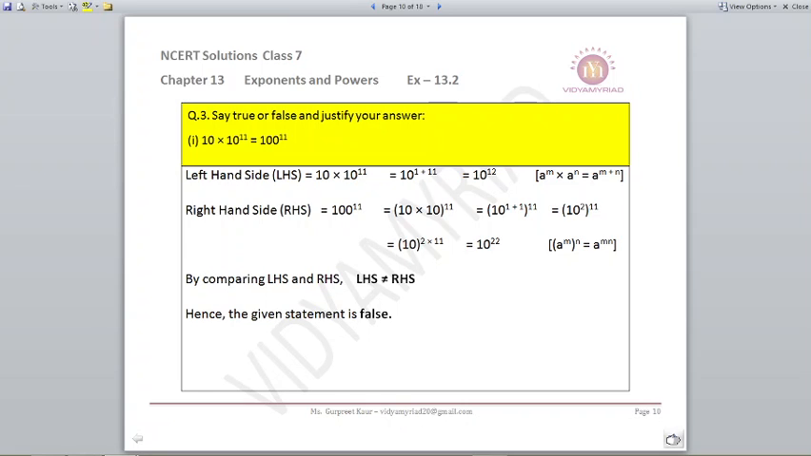And your right hand side, it is 100 raised to power 11. 100 means 10 into 10. That means 10 square, 10 square whole raised to 11. So 2 into 11, 22. 10 raised to power 22. Both the left hand side and right hand side are not equal. So your statement is false.